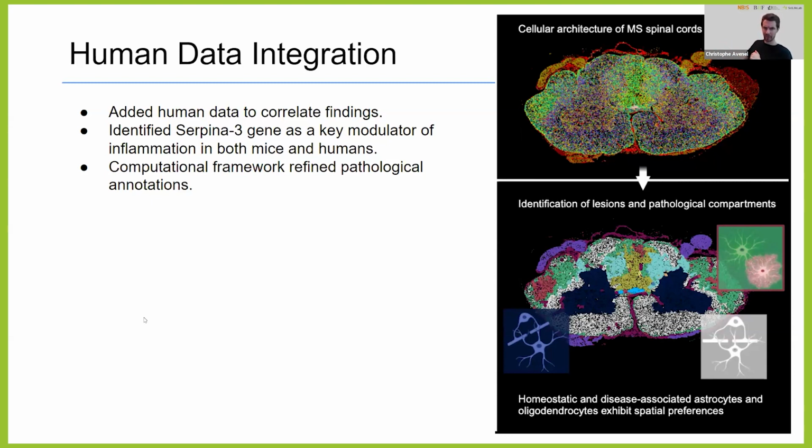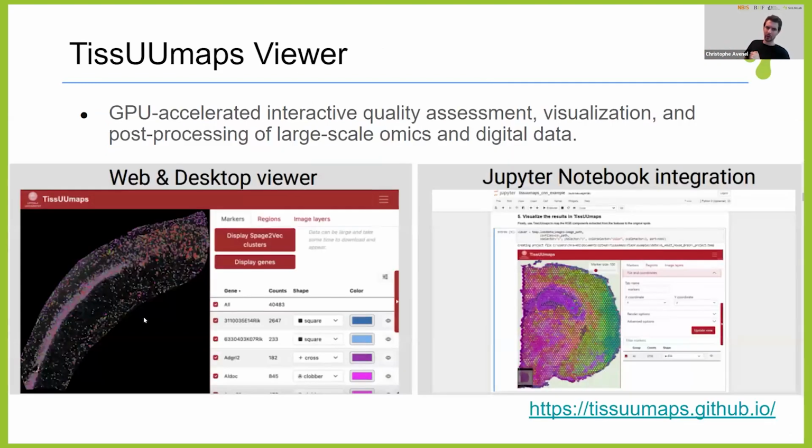But as part of the facility, what we offer is also a visualization tool that is developed both in the lab, which we collaborate with, and in the facility, that is called Tissue Maps. And this is a viewer for spatial omics data, it's a web browser viewer. So you have a web version, and you can also install it locally on your desktop, or use it in a Jupyter notebook. And the idea is that it's GPU accelerated, and you can do quality assessment, you can visualize your data, you can do processing, you have some plugins and so on for large scale omics and digital data.